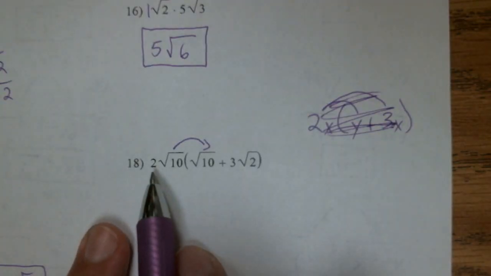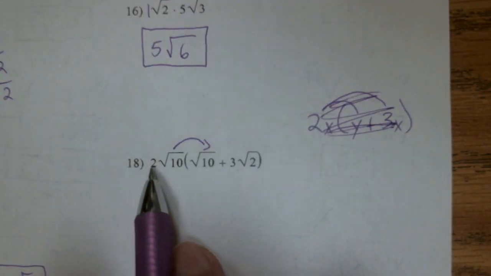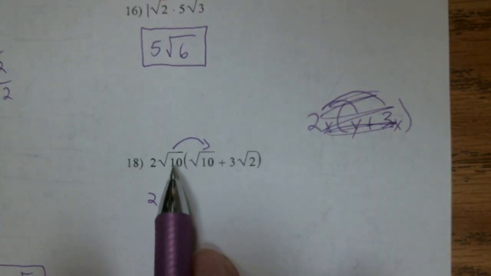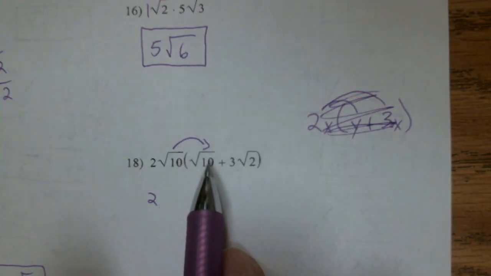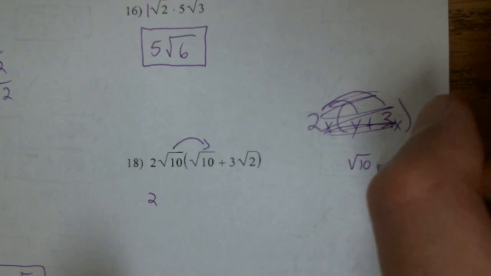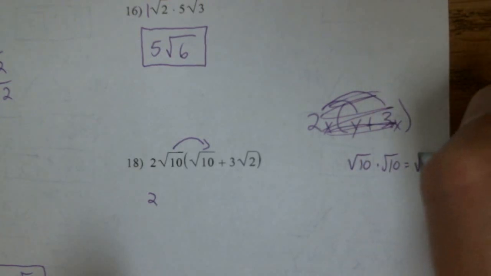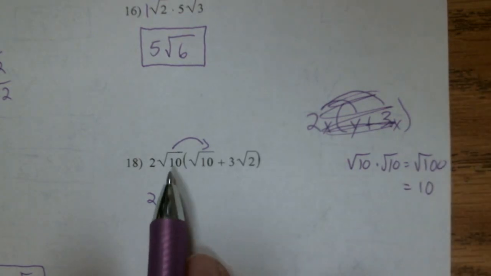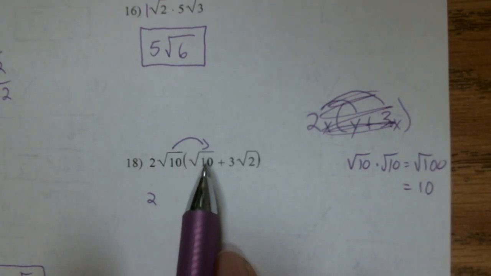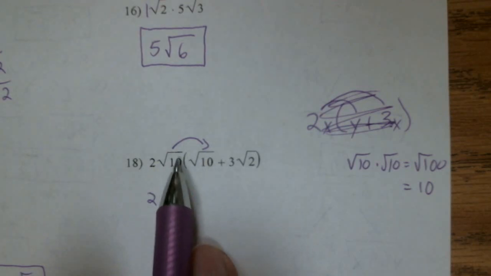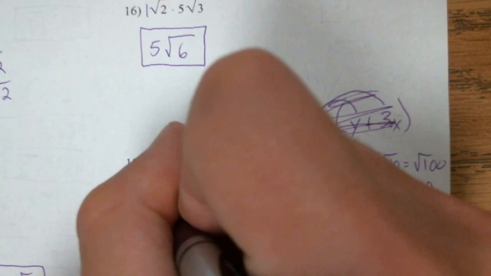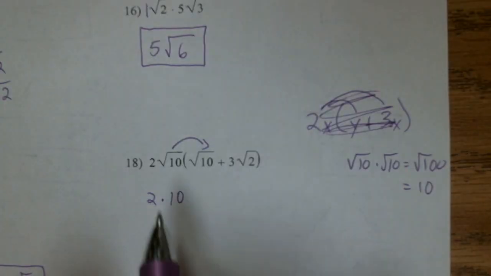I always multiply my coefficients first. Coefficients 2 times 1 is just a 2. And then I do multiply these together. Square root of 10 times the square root of 10. I'll do this over here on the side. Square root of 10 times the square root of 10 is the square root of 100. But the square root of 100 is just 10. So when you multiply the square root of a number times the square root of that same number, you just get that number. So square root of 10 times the square root of 10 is just 10. So that's 2 times 10 because we're multiplying 2 times all this stuff.